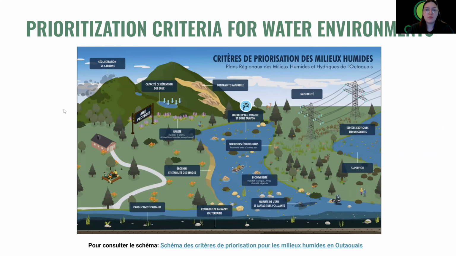And if you are more visual, there's a graphic explaining how each of those criteria can be applied to the wetlands. If you want to see more of this image, you can also find it on our website.